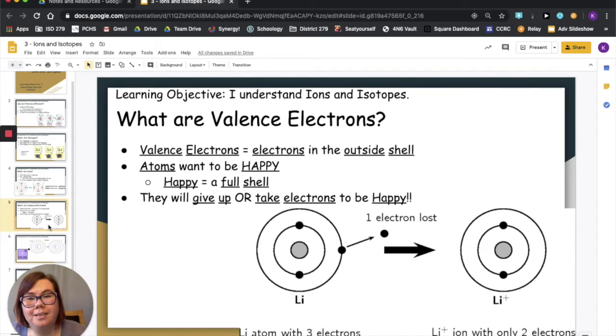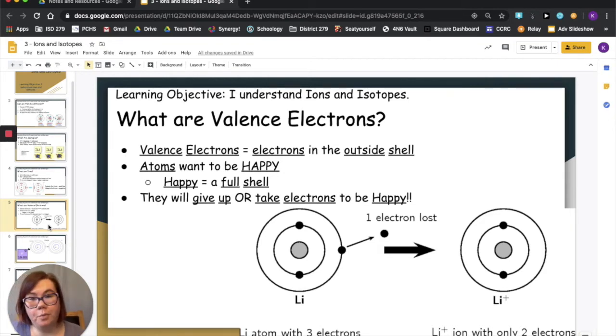Atoms want to be happy. This is the way that we talk about why atoms are causing reactions. And happy means that they have a full shell. So they either want to give up electrons or take electrons to be happy. And this is where we get into why it would form an ion. So you will hear us talking about valence electrons, the electrons in that outside shell, and those are the ones that are going to be either gained or lost to cause an ion.